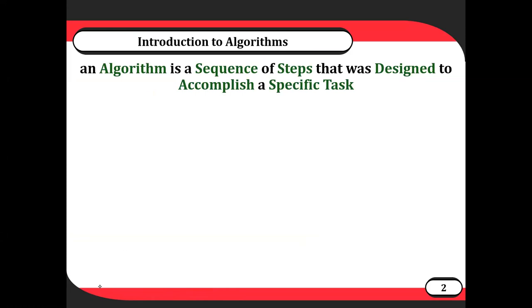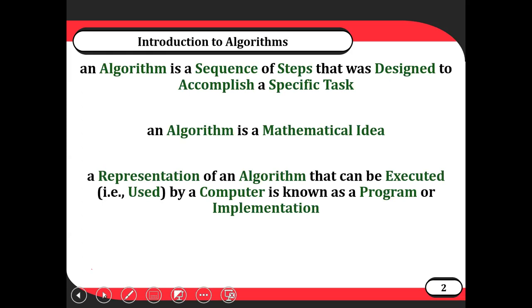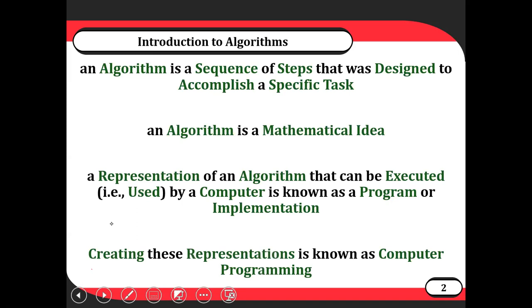Just as a refresher, an algorithm is a sequence of steps that's designed to accomplish a specific task. We want to differentiate an algorithm from any programming language. An algorithm is more of a mathematical idea. A representation of an algorithm can be executed on a computer by an implementation, but the algorithm itself is this abstract idea. Creating these representations, coming up with an algorithm and then actually programming it into a computer, is known as computer programming. The algorithms themselves and the asymptotic analysis are going to be the heart of your program, but there's a lot of fine tuning that goes along with programming itself that you don't have to do when you're dealing just with mathematical abstraction.